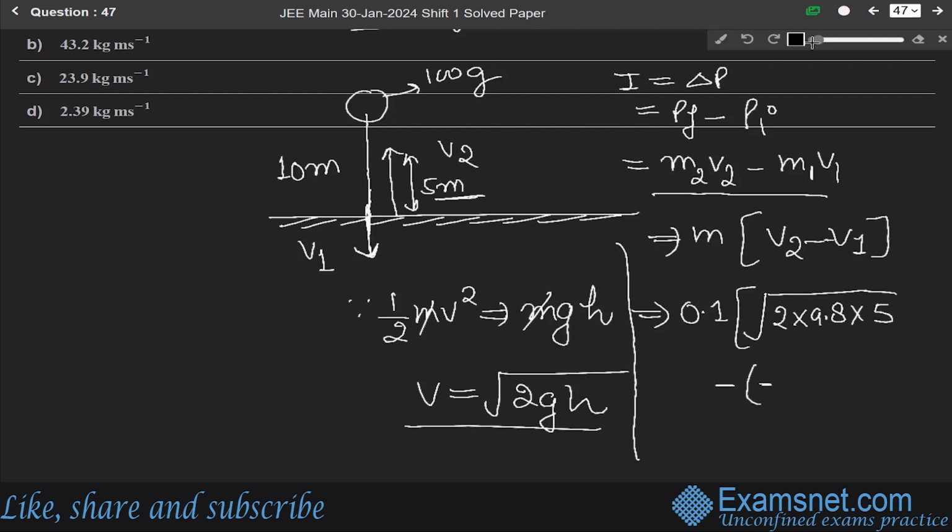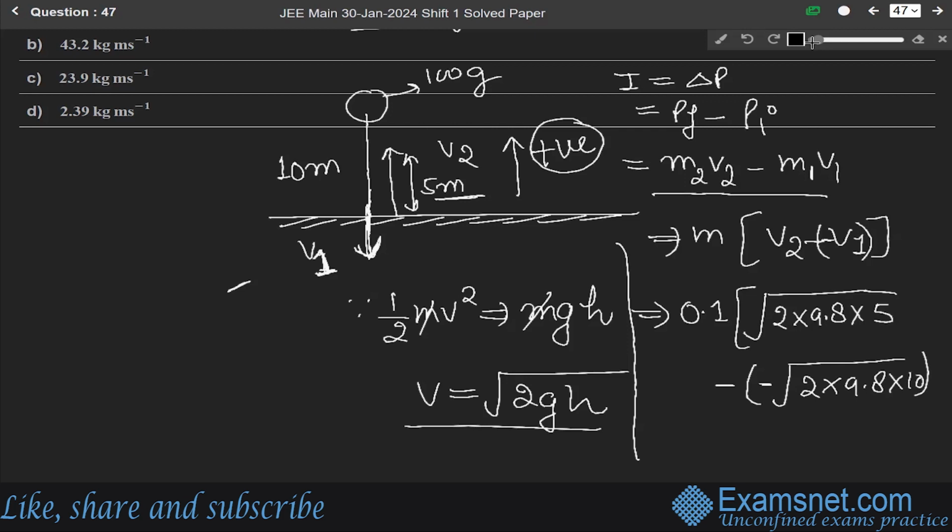Minus of v1. Since we are writing minus of v1, since the v1 is in the downward direction. Now if we are taking positive above the ground in this direction, so this velocity v1 we will take as minus, so this minus eventually becomes positive. So under root of 2g, and height is 10 meter, so this minus becomes positive.